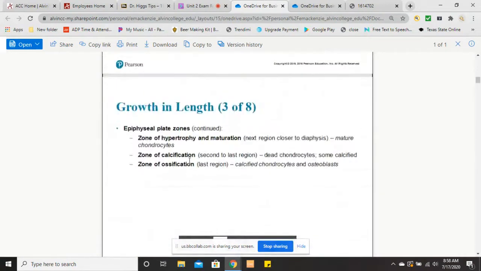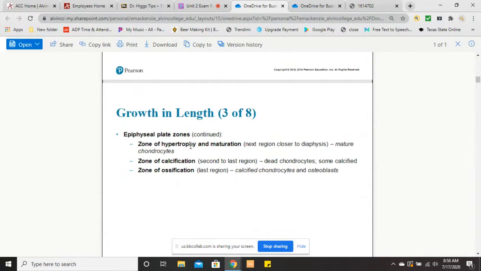Again, it tells you the name. To hypertrophy means to get bigger, and to mature means to get older. So in the zone of hypertrophy and maturation, your chondrocytes are getting bigger, hypertrophy, and older, maturation. And then once you're a mature chondrocyte, it's like you're an old adult. Well, the next step, you're not going to like it. It's death. They're going to die and calcify in the zone of calcification, meaning they get partially turned into bone by having calcium deposited on them. And these calcified chondrocytes kind of act as a signal to tell osteoblasts to begin building bone.